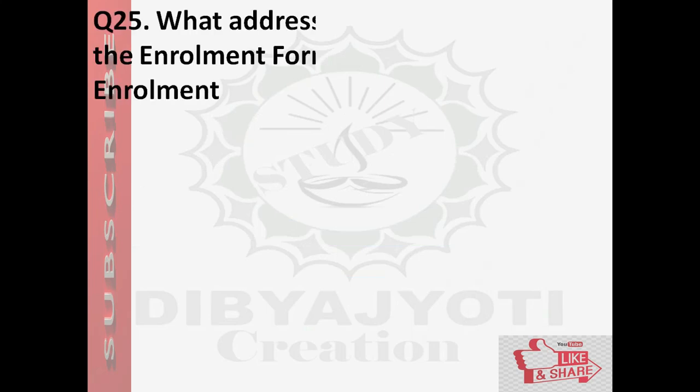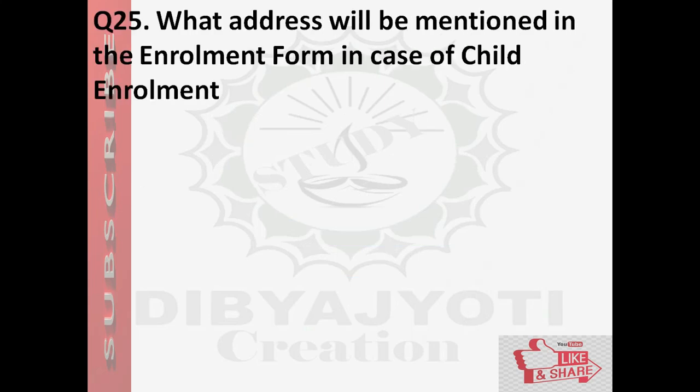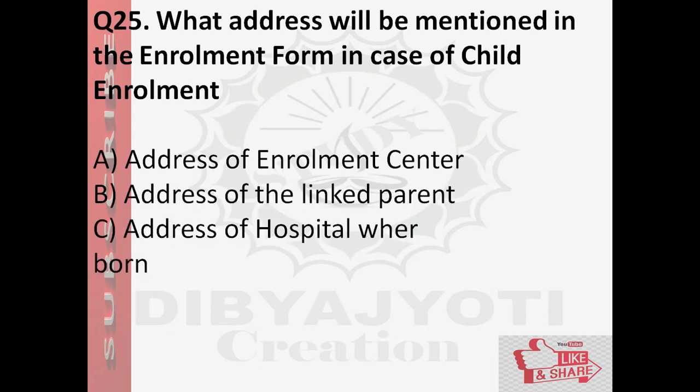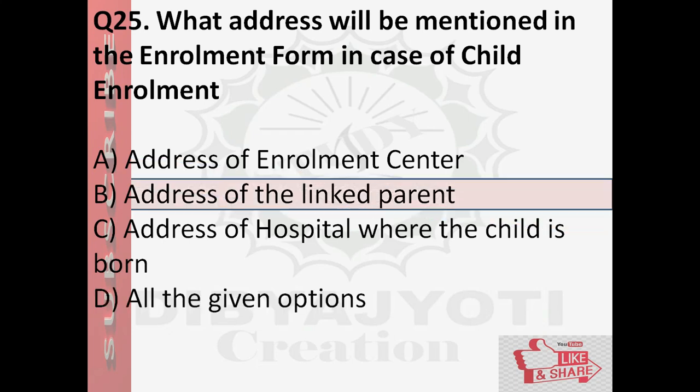Question number 25. What address will be mentioned in the enrollment form in case of child enrollment? Option A, address of enrollment center, option B, address of the linked parent, option C, address of hospital where the child is born, option D, all the options given. And answer is option B, address of the linked parent.